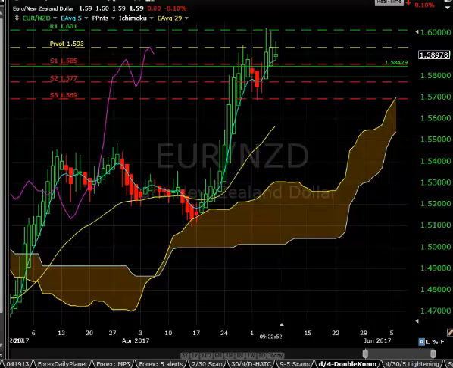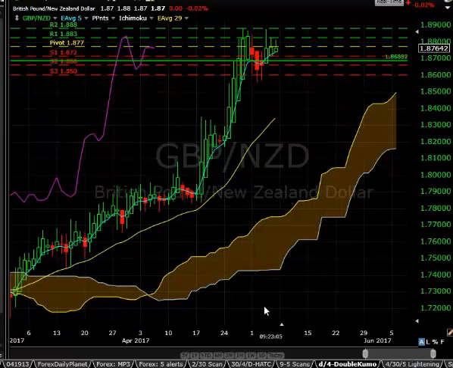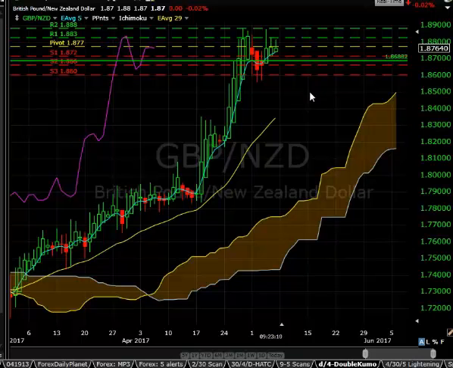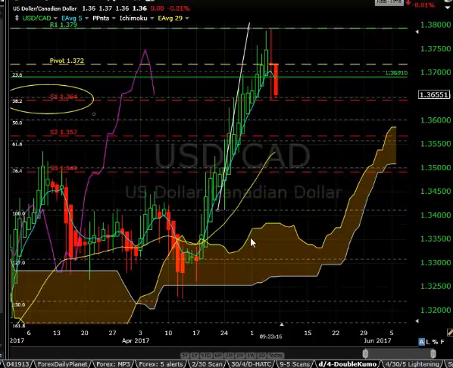British pound versus the Canadian dollar, looking for that one to move higher. Of course, 2 weeks ago is when I mentioned the British pound, expecting to go higher against pretty much everything, and those trades worked out extremely well. British pound versus New Zealand dollar, just like the Euro New Zealand dollar, we've seen a little bit of New Zealand strength this evening. And then the US CAD, looking for that one to move higher as well.